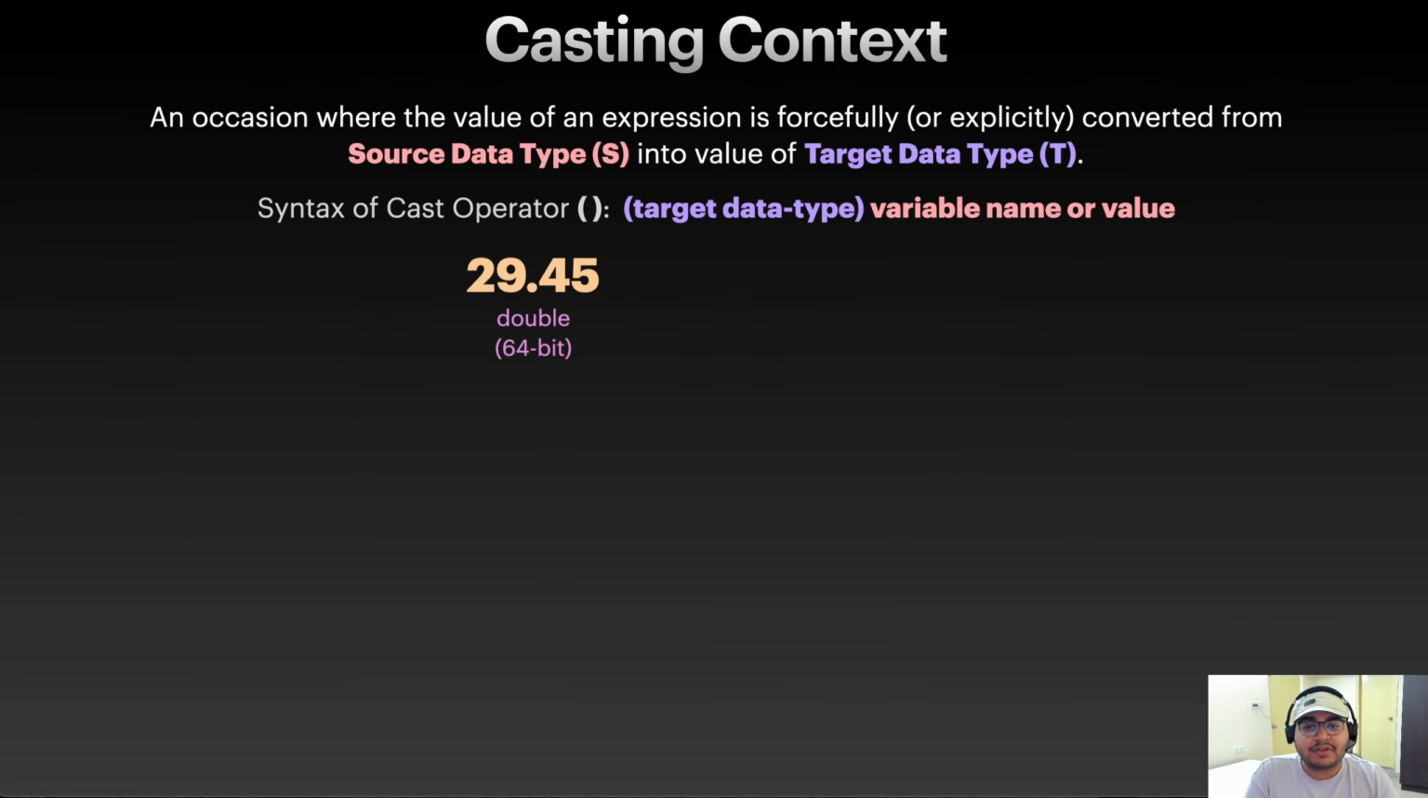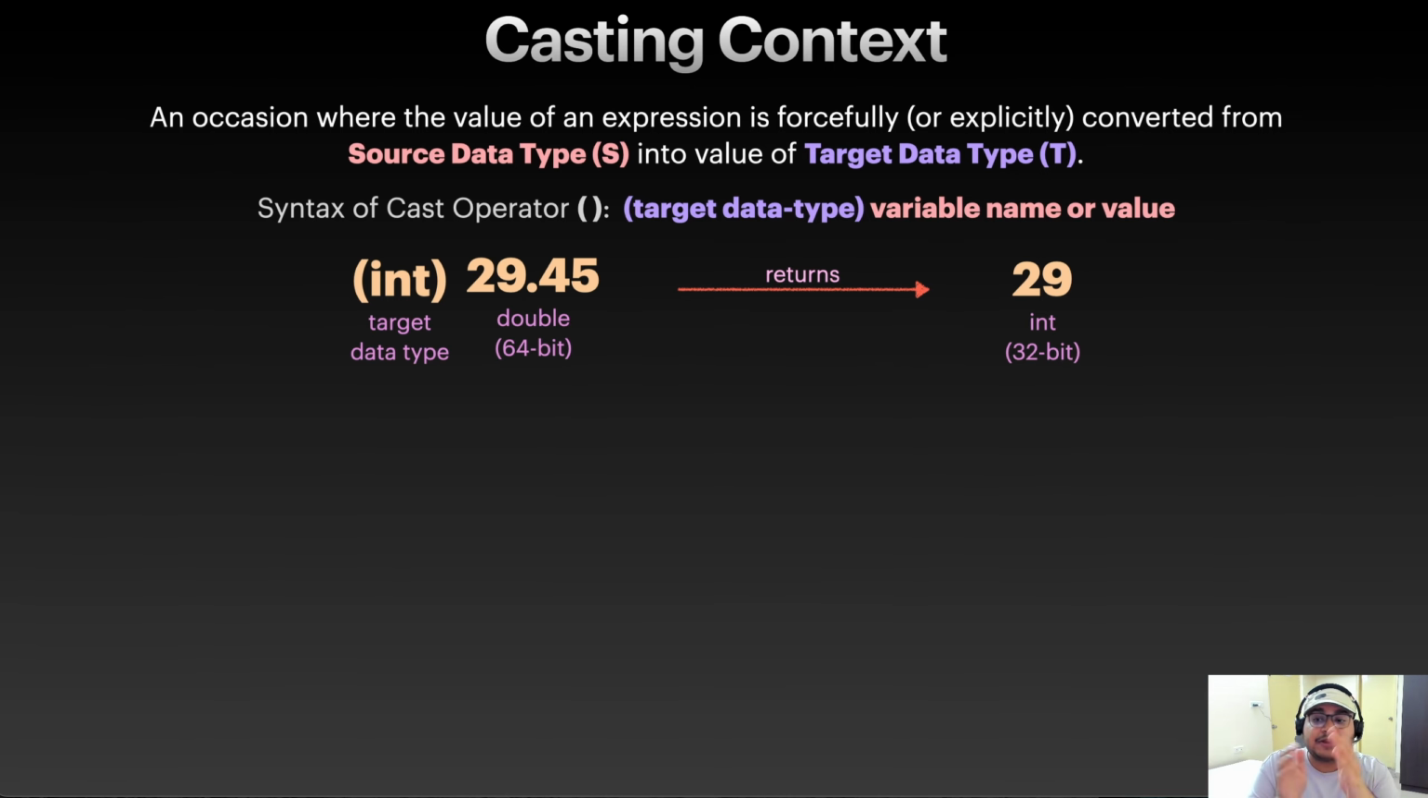For example, if the value of an expression is 29.45, which is a double literal, the source data type is double. Suppose we want to forcefully convert it to an int. Simply place the cast operator with int as the target data type in front of 29.45, and voila, it converts the value to 29, which is of int data type.